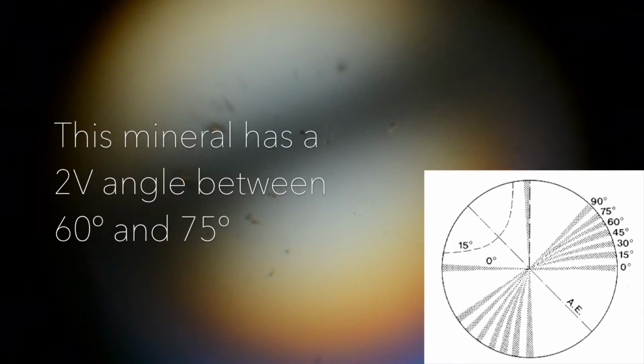Notice in the diagram that the 2V angle ranges from a straight line at 90 degrees to sharp right angles at 0 degrees. When the 2V angle goes to 0, the two optic axes merge into one, giving rise to a uniaxial material. This mineral has a 2V angle between 60 degrees and 75 degrees. Let's try an example together.